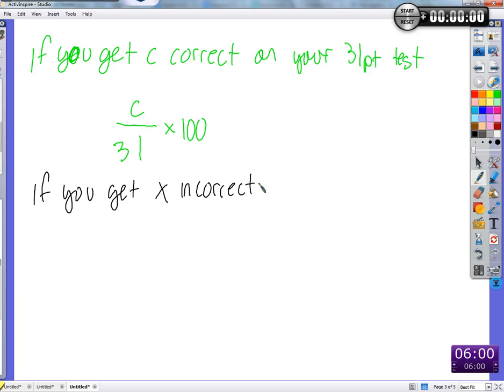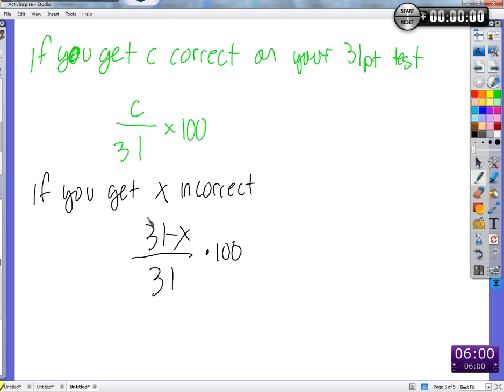Do you say something, Derek? That was probably right. Okay. 31 minus X. Okay, what does 31 minus X give us? Okay. 31 minus X is how many you get right. And if I want to finish out the expression, so it tells me what percentage you got? Over 31? Anything else? What do you have to times by? By 100. Just like that, right? So if we don't know the number correct, we find the number correct by counting the number that's wrong.